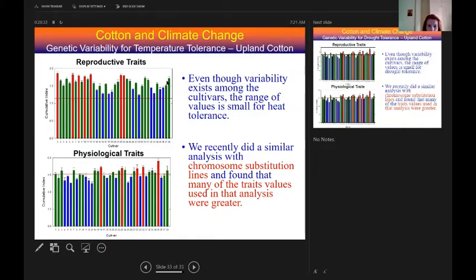And very recently we also looked at, working with Dr. Johnny Jenkins here at Mississippi State and Sukumar Saha, chromosome substitution lines. We found an interesting trend. When we classified several lines using chromosome substitution lines, many of the trait values used in that analysis were a little greater than what we observed in the regular cultivars here. We observed similar trends for drought tolerance.